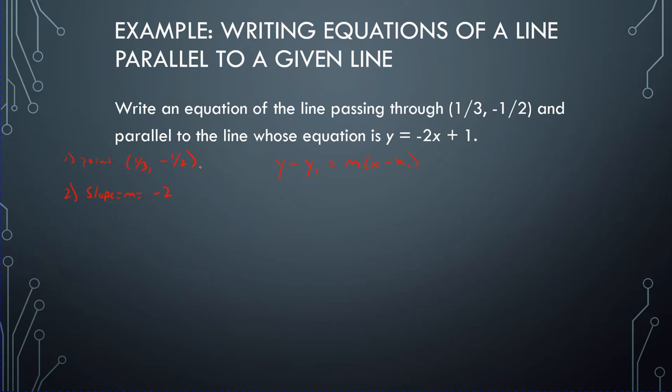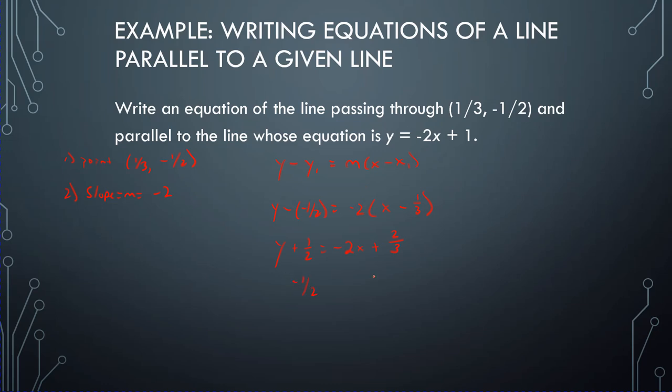So this is my y. So this is y minus 1/2 equals -2 times x minus x1, which is 1/3. Now you're just going to have to work with fractions here. So this is y plus 1/2, because minus minus becomes positive, equals -2x, and then minus minus becomes plus 2/3.